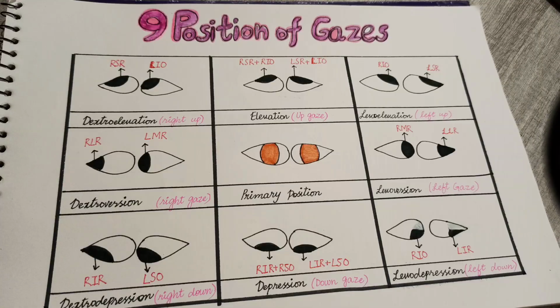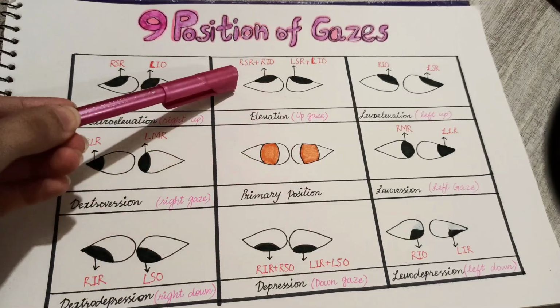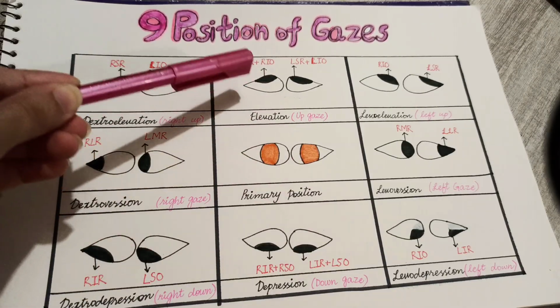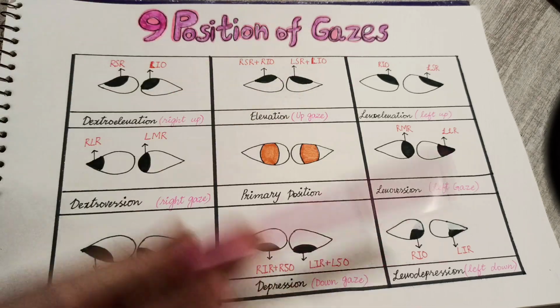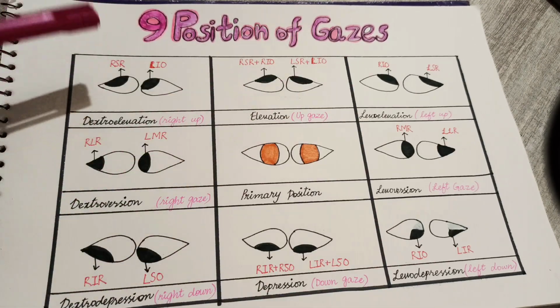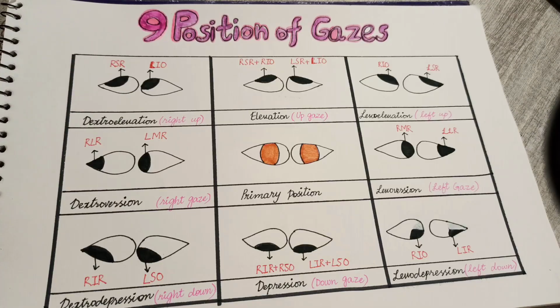But when we talk about elevation and depression, remember this: only in these two cases, two extraocular muscles of each eye are in action. You can see in the case of other versions, only one extraocular muscle of one eye is in action. But in the case of elevation and depression, it's different. Two muscles of each eye are in action. Simple elevation or depression, remember, not dextro elevation or levo elevation.